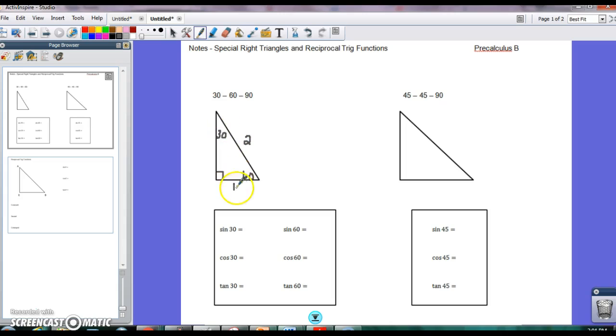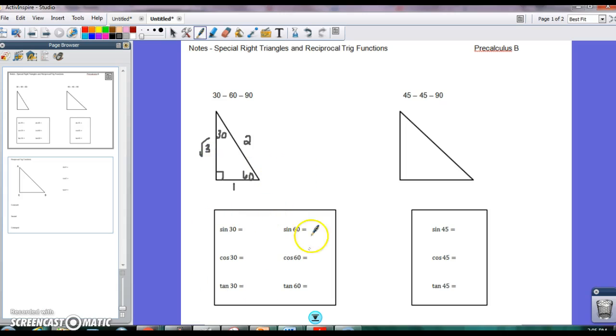Remember that sine is opposite over hypotenuse, so that would give you 1 for the opposite side, 2 for the hypotenuse. Now, we can find the third side of our triangle by doing Pythagorean theorem. 1 squared plus b squared equals 2 squared, right? And when we solve for that, we would end up with √3 as the third side.